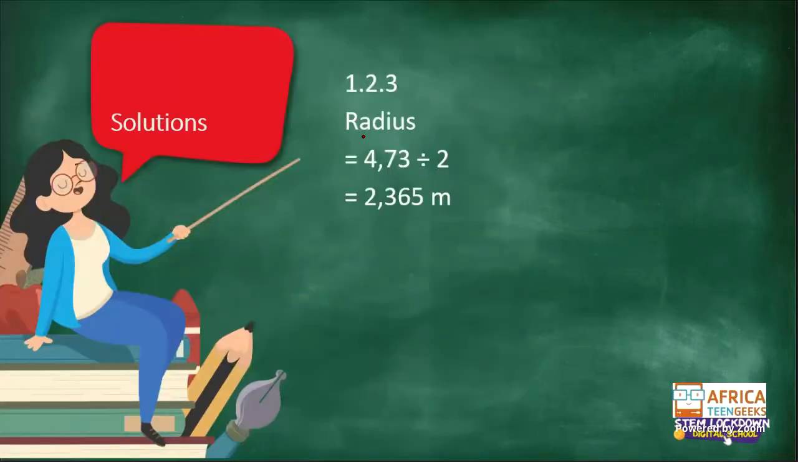So the radius will be, remember, half of the diameter. So diameter divided by 2. So the answer is 2,365 meters, right? Or you can say 2,37. You can leave your answer to 2 decimal places as well, right? Even though they don't tell us, in context, the values that are given are to 2 decimal places, so you can leave your answer to 2 decimal places.